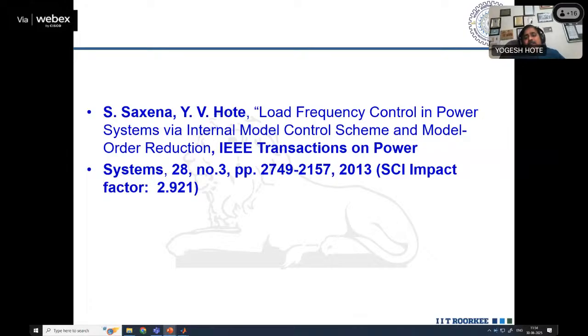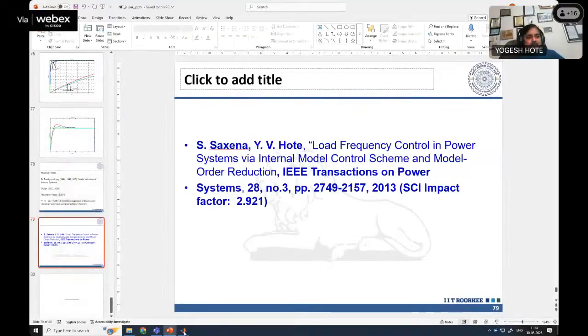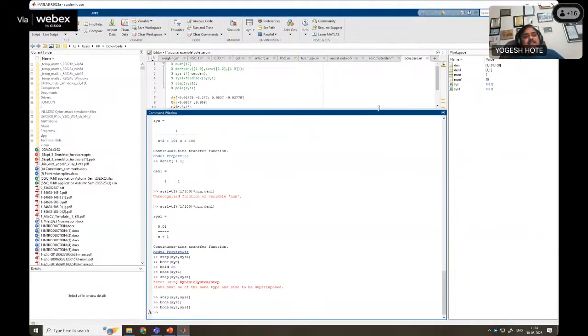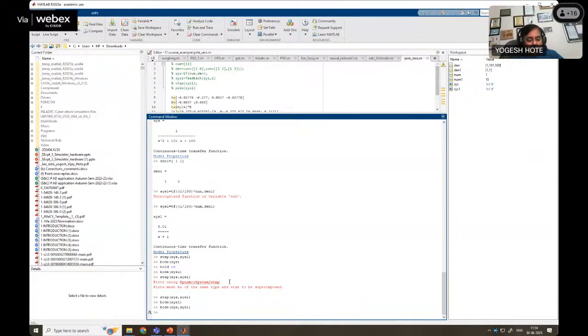Yes, sir. Can you explain the same reduction technique for an unstable system, also with a numerical example? Okay, for example, let us say. Anyway, the keypad is not working, so I will explain in MATLAB only.